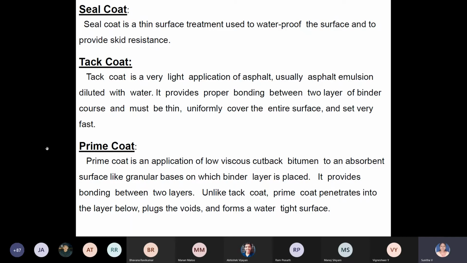So as an introduction, the seal coat is a thin surface which you have to provide on the top. It should have the main properties that it should be waterproof, and it should provide skid resistance also. About the materials used, I'll be taking that later. But mostly you will be using thin layers such as emulsion or cutback bitumen coat, tack coat, prime coat, etc. So tack coat is a very light application of asphalt or bitumen. Here I might be using both terms, but both are the same.